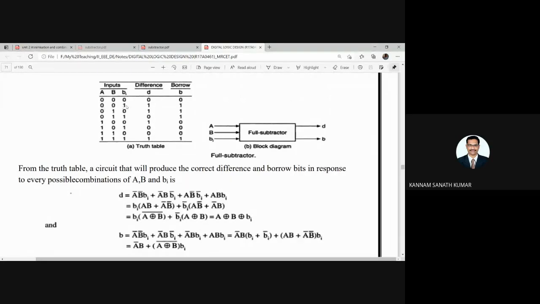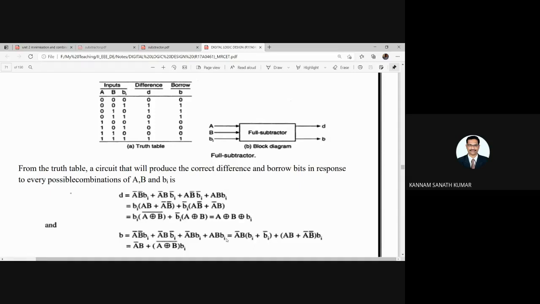for 0 0 1 you have the output 1, so you can write A bar B bar Bi. Plus for 0 1 0 you have the output 1, A bar B Bi bar, and for 0 1 1 you have the output 1, you can write A bar B Bi, and for 1 1 1 you have the output 1, you can write A B Bi.